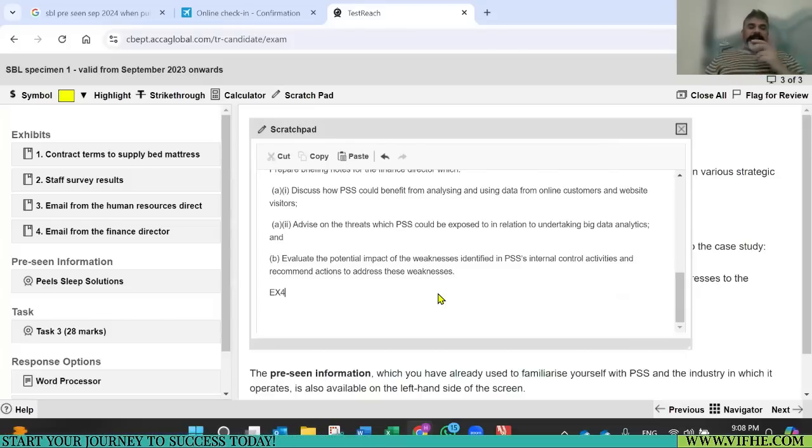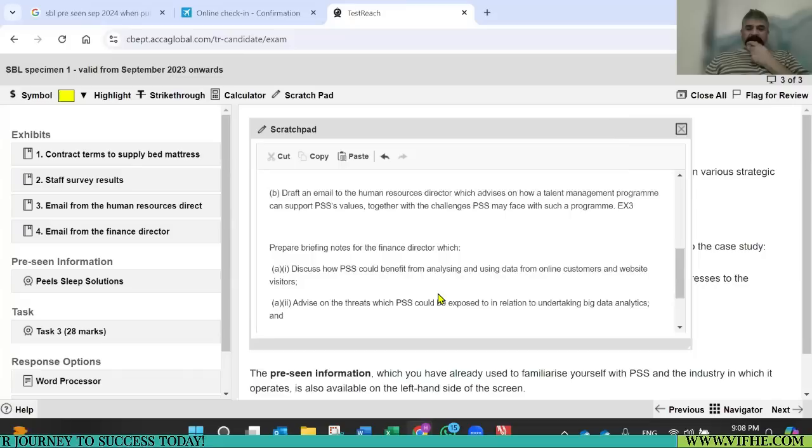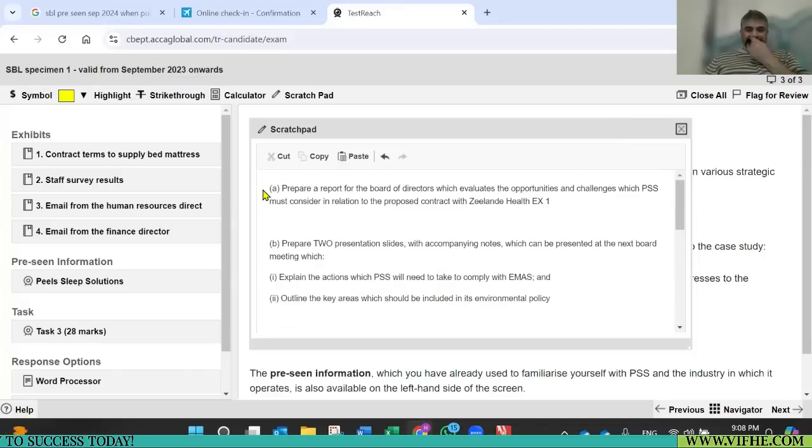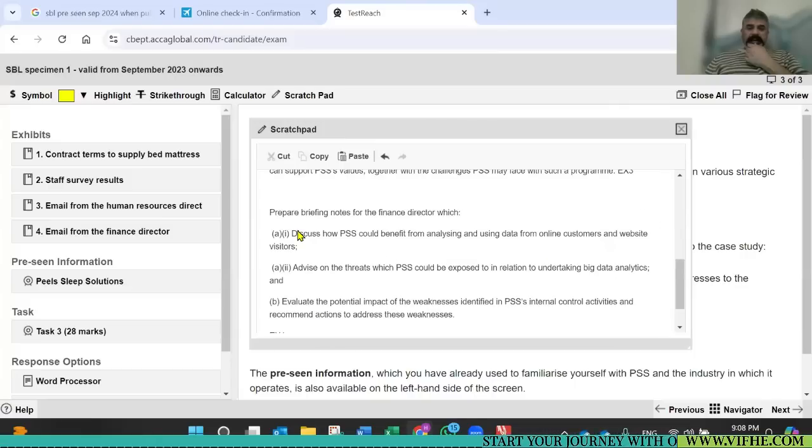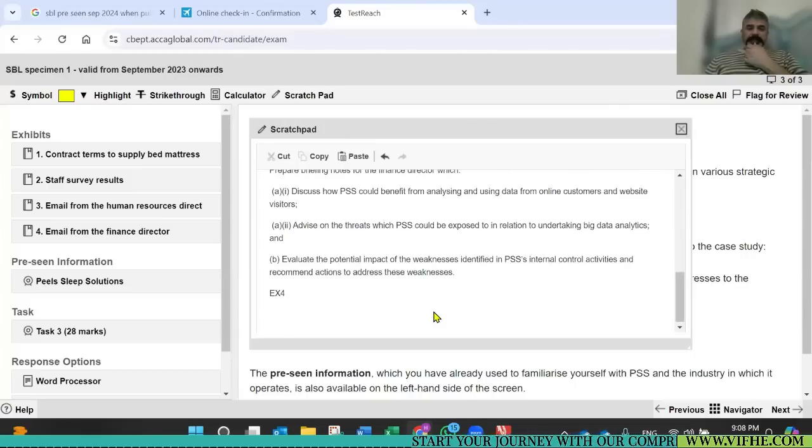So I quickly identified and mapped the relevant exhibits. So 1A is exhibit 1. There is no exhibit for 1B. 2A is exhibit 2. 2B is exhibit 3. And 3A and B, both of them are exhibit 4. Is this clear so far? That this is all part of initial few minutes when we are planning.